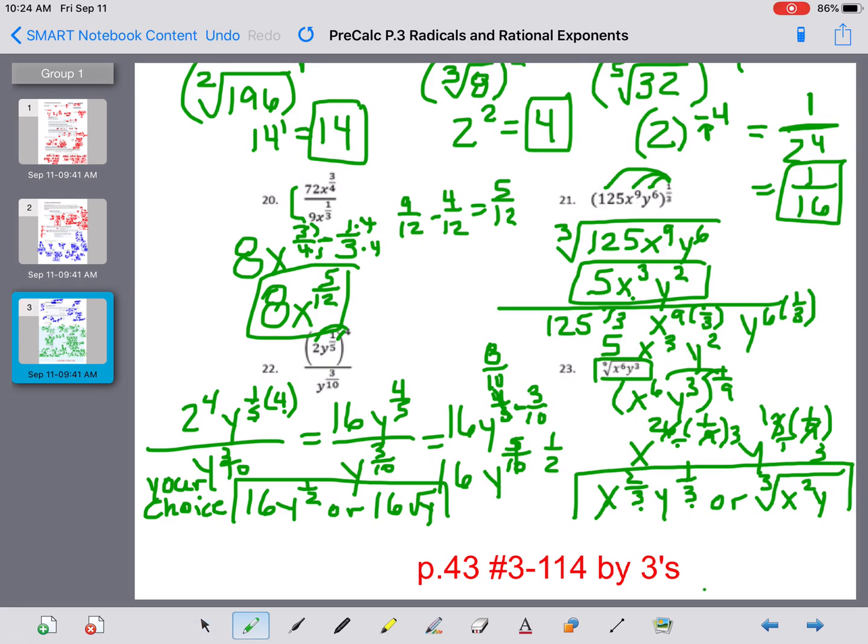I had your homework hidden here on the bottom. Practicing, page 43. Okay, there's a lot of them starting on page 43 and going from there, 3 through 114 by 3s, or all odds, whatever you want to do to practice, okay? I'm going to have an additional practice for you this week. Look for it on your Google Classroom. Try that as well. If you have questions, let me know.